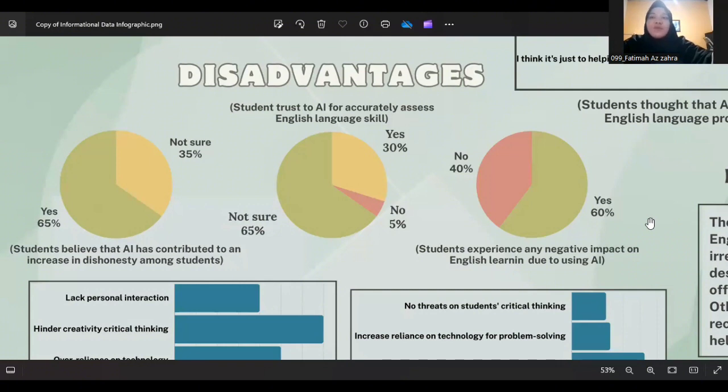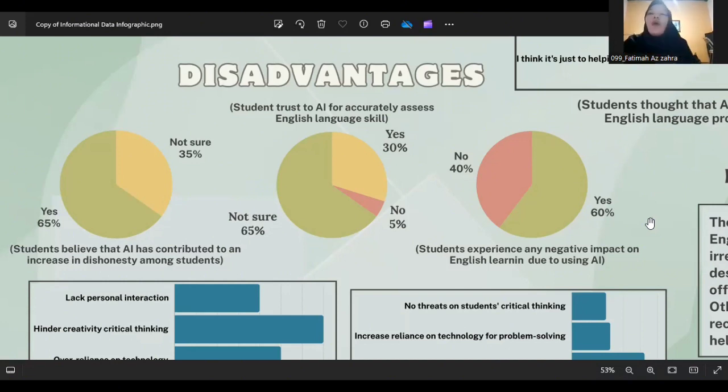The result is that a majority of 65% believe that AI has led to an increase in dishonesty among students, which could be due to the ease of accessing answers without understanding the content. For the next diagram, it's about student trust in AI to accurately assess English language skills. The result is only 30% of students trust AI to accurately assess English language skills.